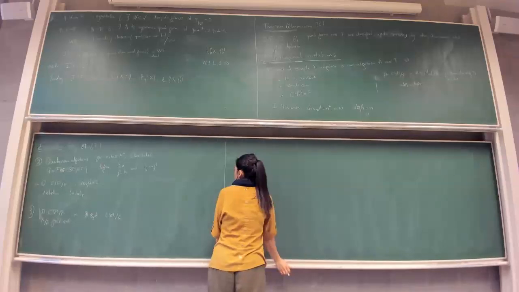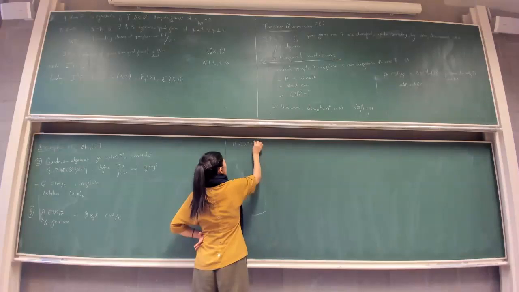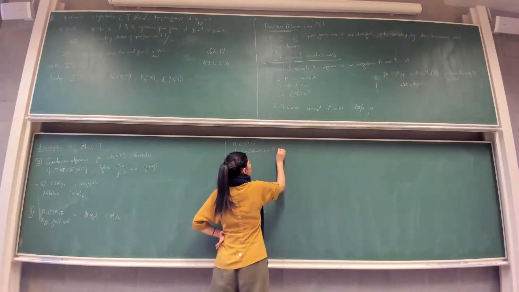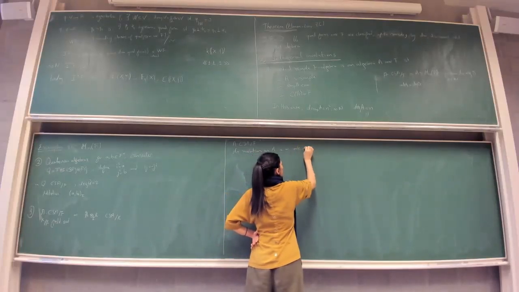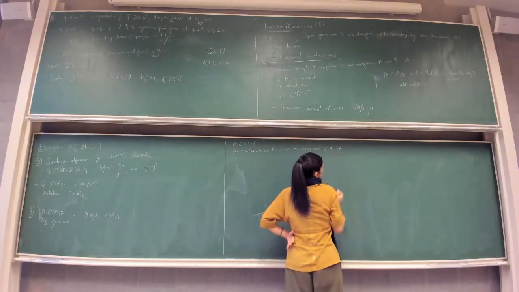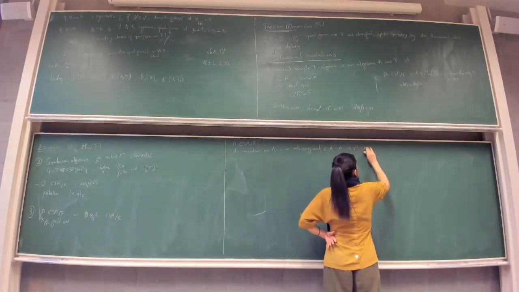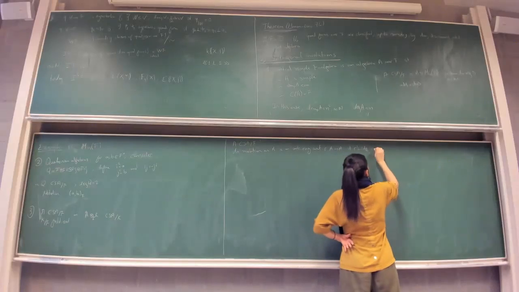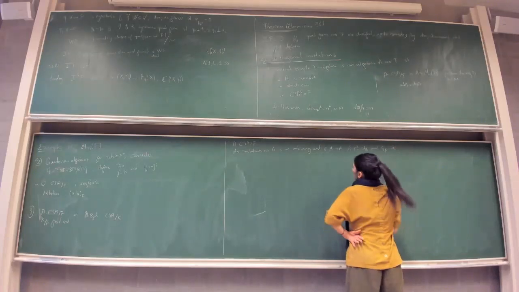Now, I will define orthogonal involution. So let A be a central simple algebra over F. An involution on A is an anti-ring automorphism of order 2, and the restriction on F is the identity.